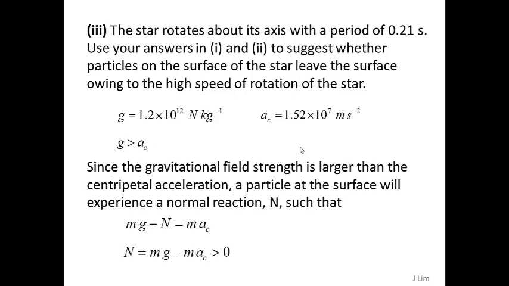Since the gravitational field strength is larger than the centripetal acceleration, a particle at the surface will experience a normal reaction, such that the resultant force mg minus N equals ma, and this a is the centripetal acceleration. So the normal reaction force will be greater than 0.